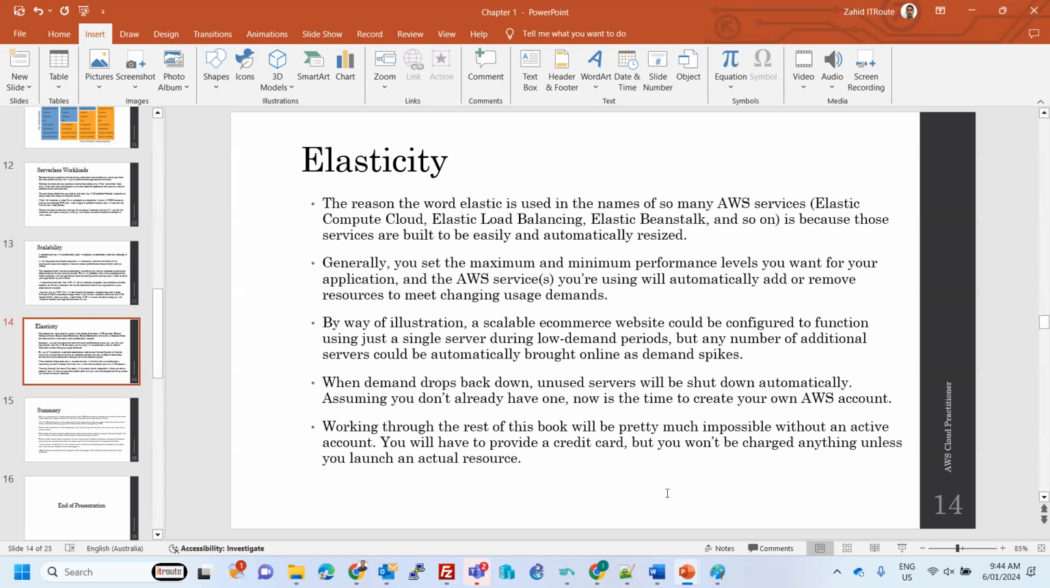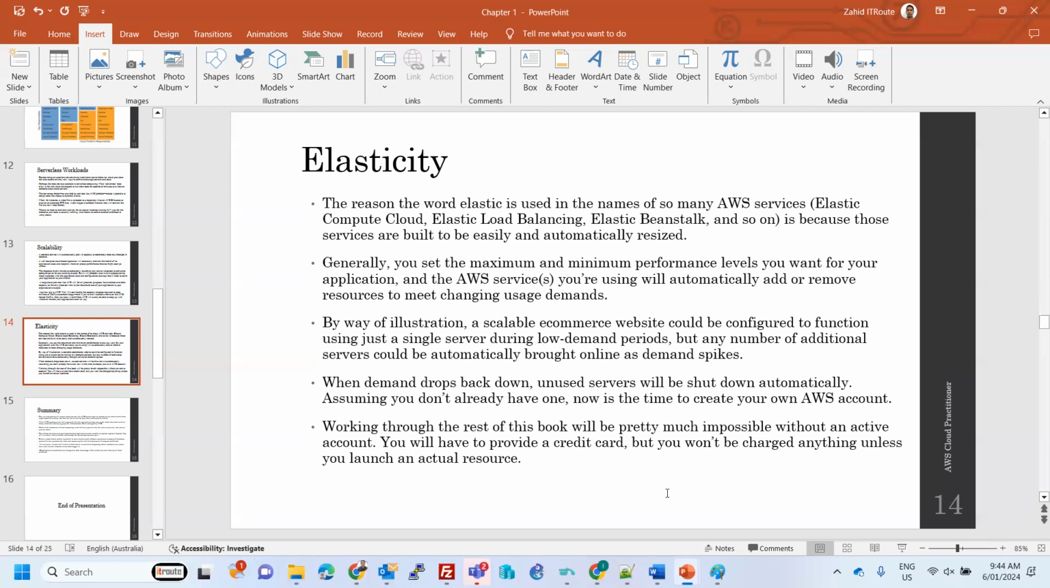Elasticity. The reason the word elastic is used in the names of so many AWS services, like Elastic Compute Cloud, Elastic Load Balancing, Elastic Beanstalk, and so on, is because those services are built to be easily and automatically resized. Generally, you set the maximum and minimum performance levels you want for your applications, and the AWS service you are using will automatically add or remove resources to meet changing usage demands.